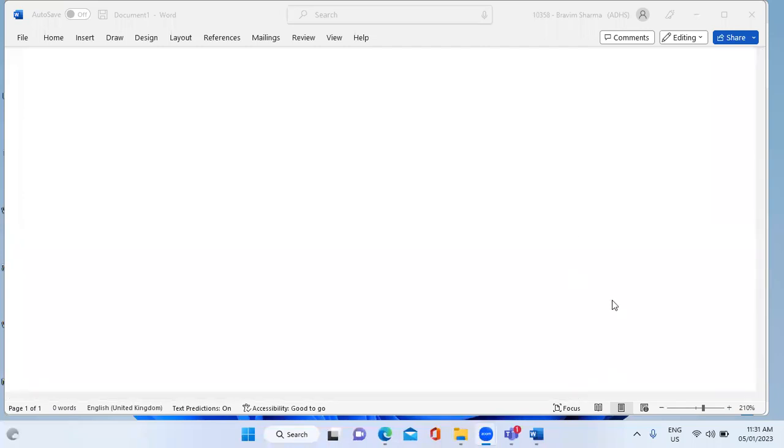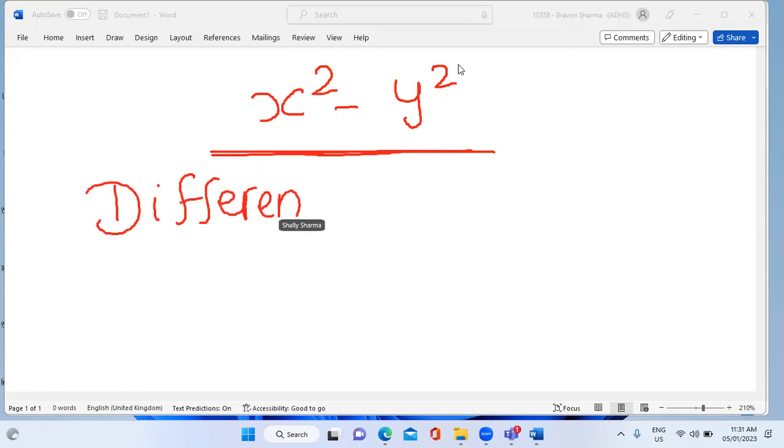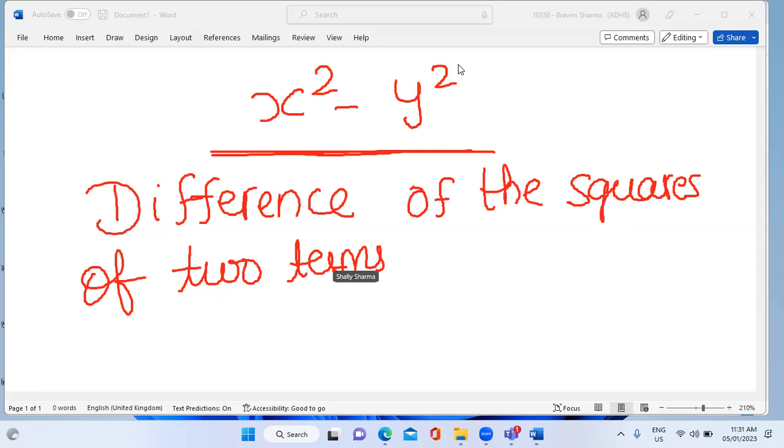Hello everyone. In today's lesson, we are going to learn about factorization of a very special kind of expressions which are written like x squared minus y squared. Today we are going to factorize the expressions like this. This is also known as difference of the squares of two terms or two numbers. This is a special kind of factorization and we use it a lot, and this is super easy.